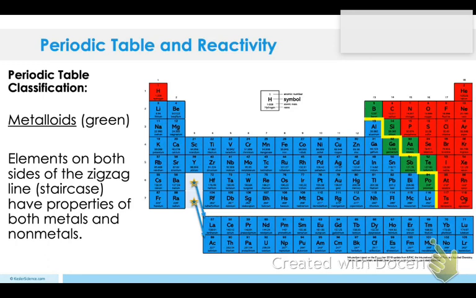All right, your metalloids are going to be everything that is in green. So basically everything on both sides of the staircase. Elements on both sides of the zigzag line or the staircase have properties of both metals and nonmetals, so they share properties of both. Go ahead and pause here if you're still writing.